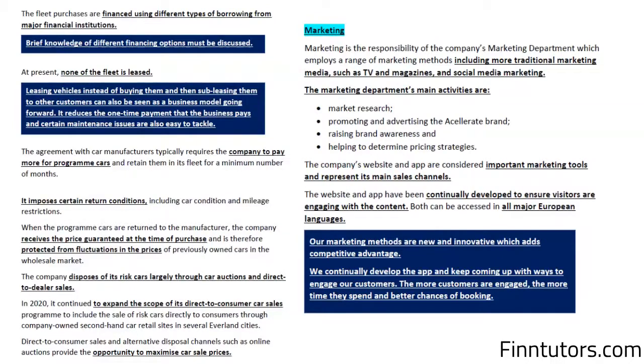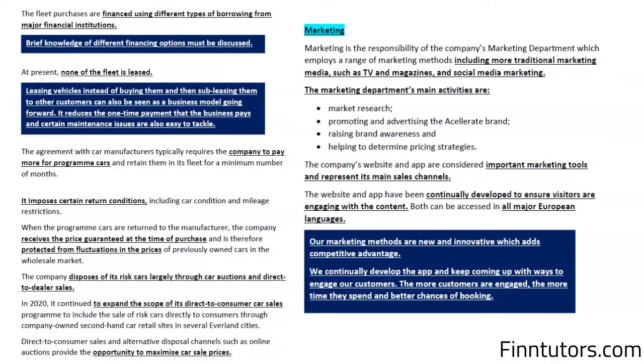In 2020, it continued to expand the scope of its direct to consumer car sales program to include the sale of risk cars directly to consumers using their website, as well as company owned second hand car retail sites in several Everland cities. So you sell to second hand car retailers and they will sell it forward. You can also do that, and this is something that our company is focusing on.